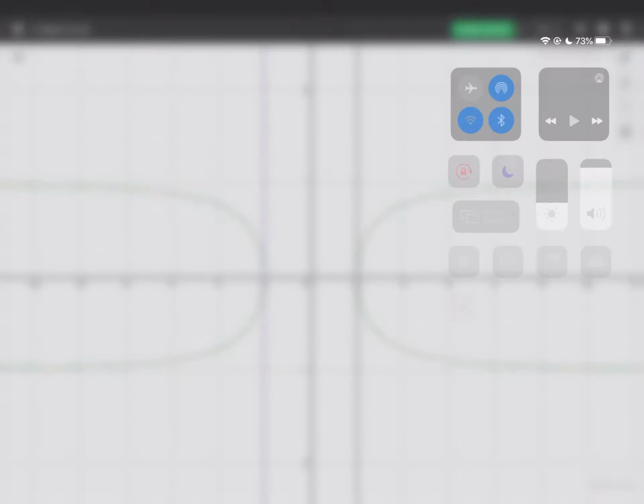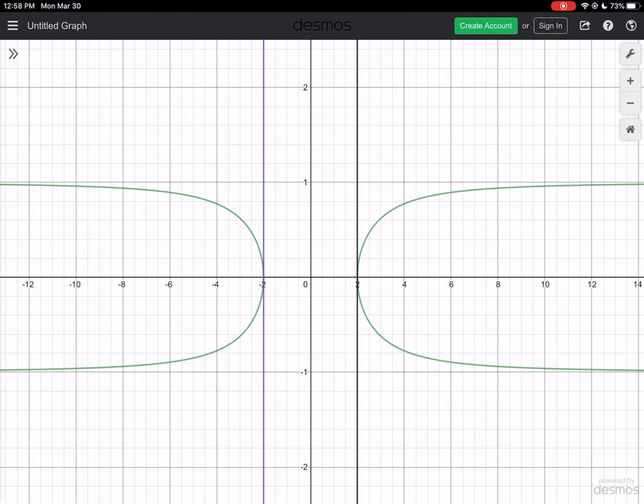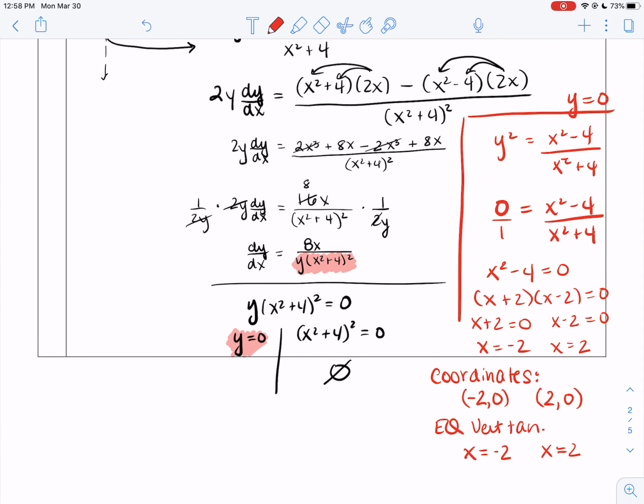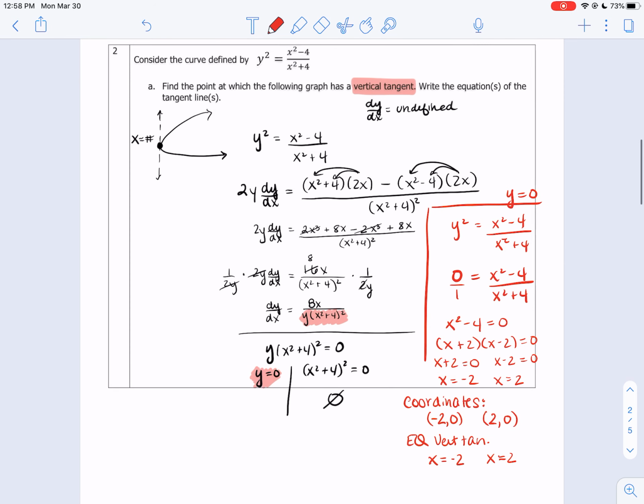So note, again, going back, we can actually say that if our graph is going to have a vertical tangent, we're going to take our first derivative and figure out where it's undefined. That's when our denominator is equal to 0. We're going to take those coordinates and make sure that they exist on the graph. And then we're going to just go back to the question and make sure that we're answering it. In this case, they're asking for the point at which we have a vertical tangent, which we answered. And they also want the equation of the tangent lines, which in this case is x equals negative 2 and x equals 2.